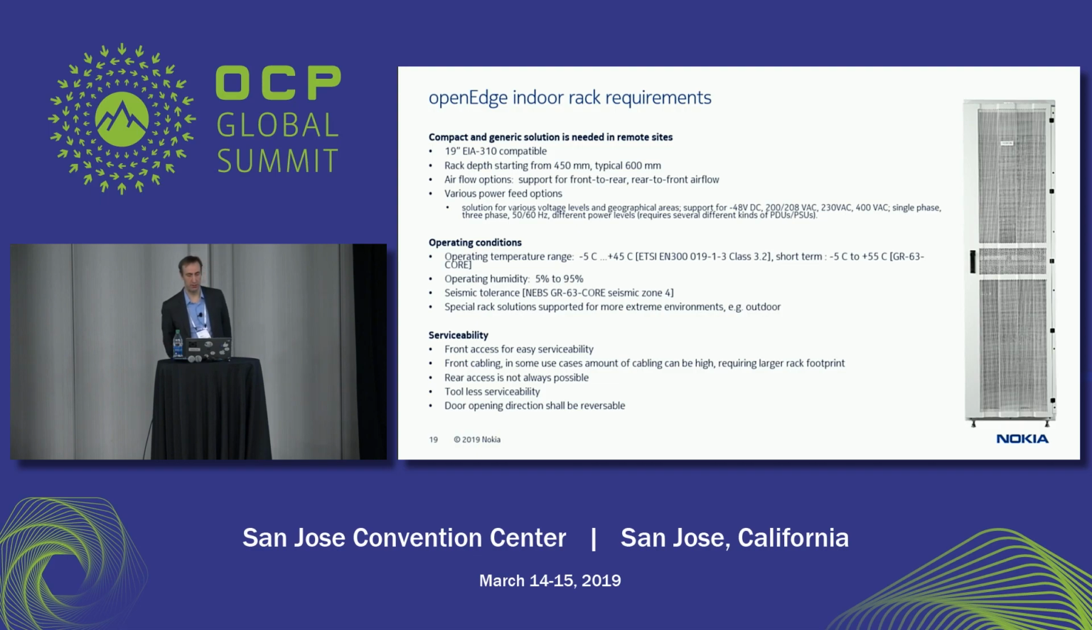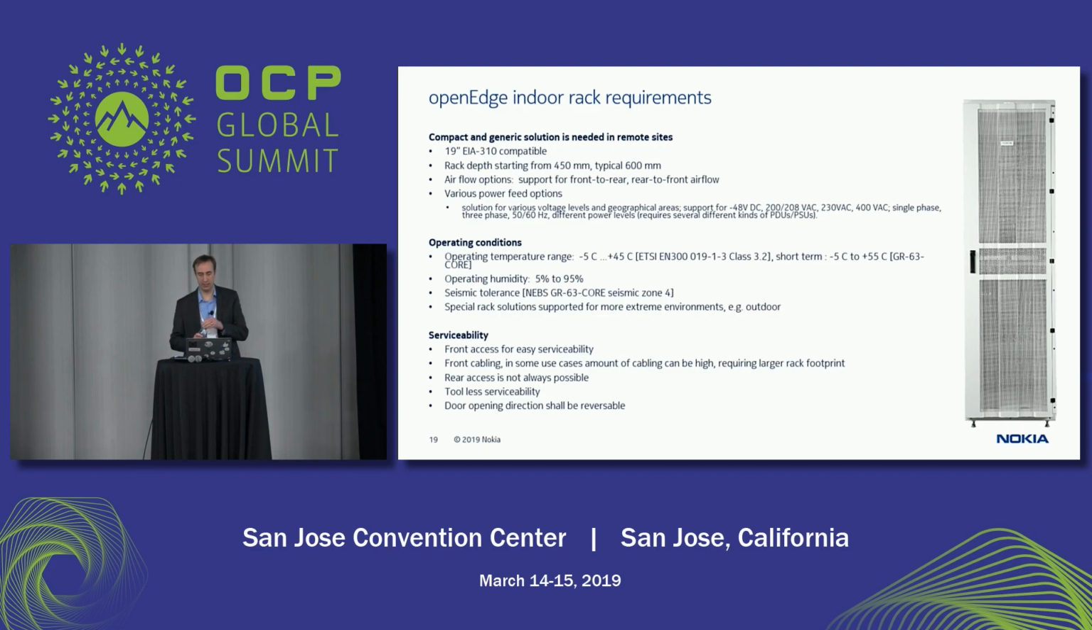Operating conditions, for the system itself, are according to the NEBS specifications. Typical would be an operating temperature from -5 to +45 C, and for the short term up to 55 C, as defined in the NEBS GR-63 core specification. Humidity 5 to 95 percent. And seismic tolerance is an important feature for the rack itself. The rack has to be stiff enough to hold the equipment put into it up to the NEBS 3 zone 4 specification.